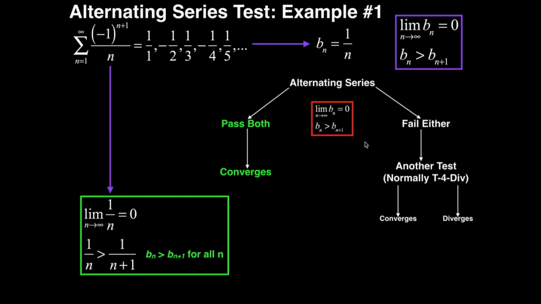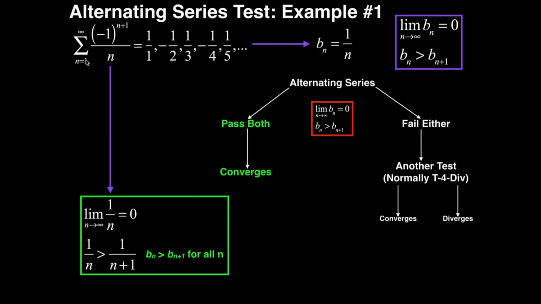Our second criterion says that the 1 over n, or our b sub n, must be decreasing. We can put it this way: b sub n has to be greater than b sub n plus 1. So our b sub n is just 1 over n. And if we look at our b sub n plus 1, that's basically everywhere we see an n, we just put a plus 1. So our b sub n plus 1 is 1 over n plus 1. And this would have to be true: 1 over n would have to be greater than 1 over n plus 1. And in fact it is.